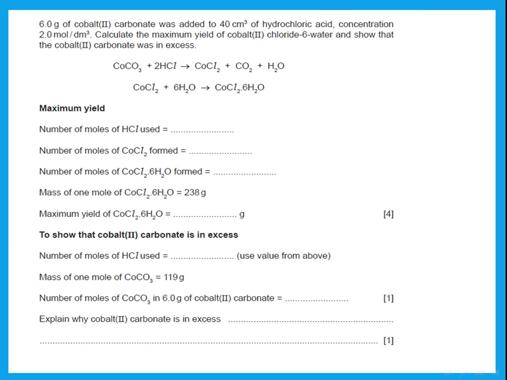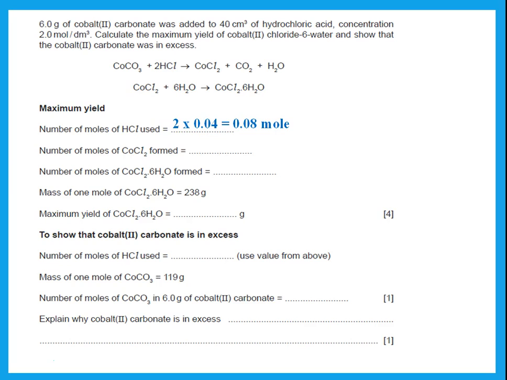Okay? Okay. 6 grams of cobalt carbonate was added to 40 centimeter cubed of hydrochloric acid, concentration 2. Calculate the yield of cobalt chloride 6 water and show that the cobalt carbonate was in excess. The first thing he's asking for is number of moles of HCl. So what did he tell me about HCl? He said 40 centimeter cubed of HCl with concentration of 2 mole per decimeter cubed. So the number of moles for a solution of HCl is concentration times volume, and that is 0.08.